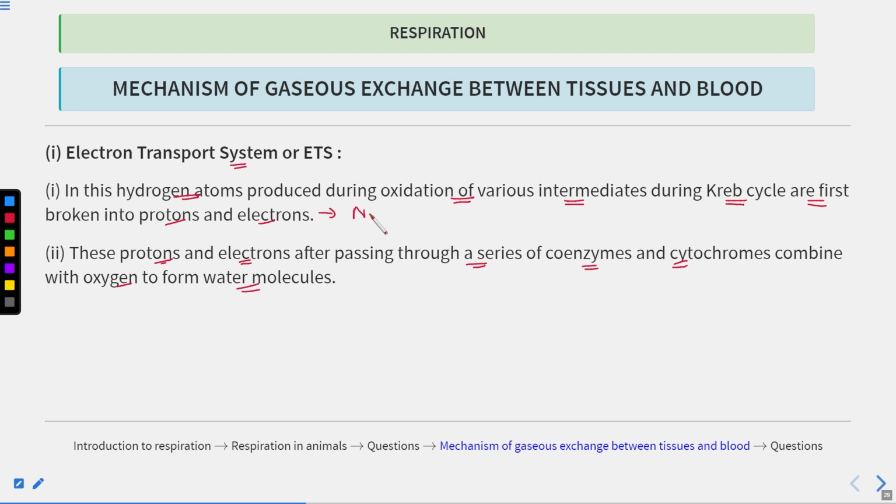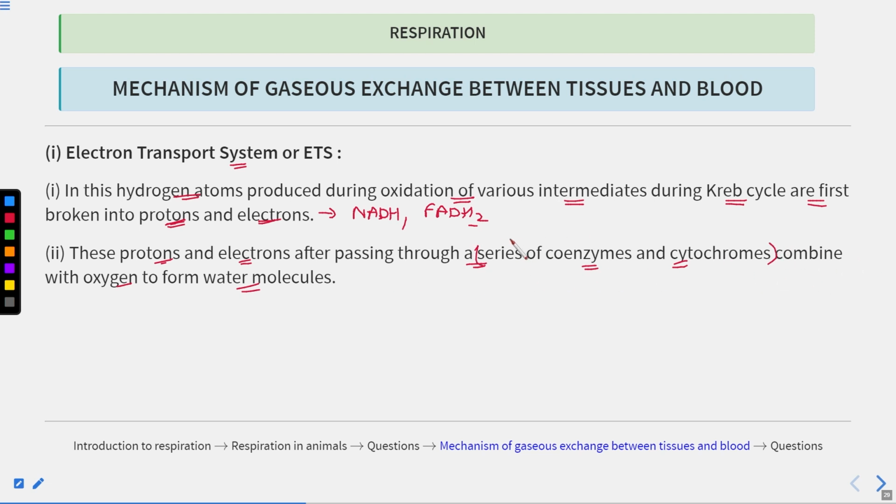The source of electrons was NADH as well as FADH2. So these are the source of electrons in the electron transport chain. All right. Now protons: we have seen there is a simultaneous movement of protons as the electrons are transferred. So these protons and electrons are passed through a series of coenzymes and cytochromes.